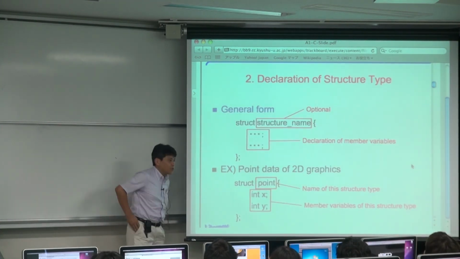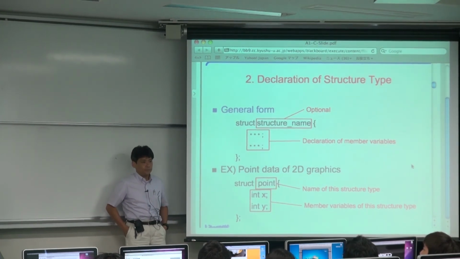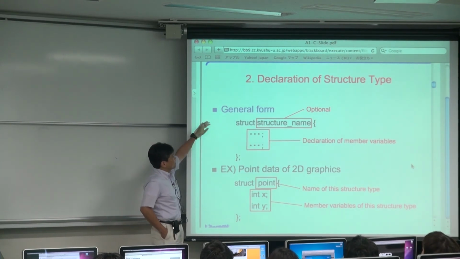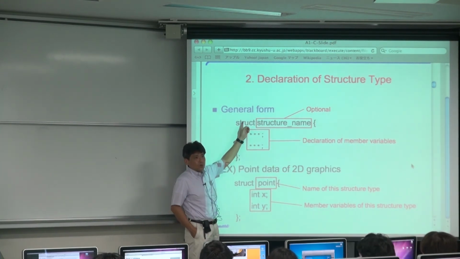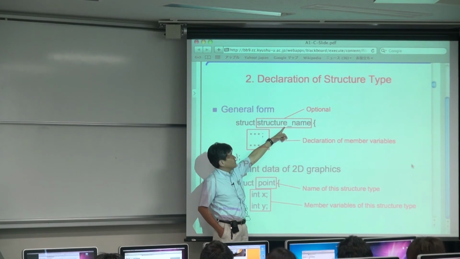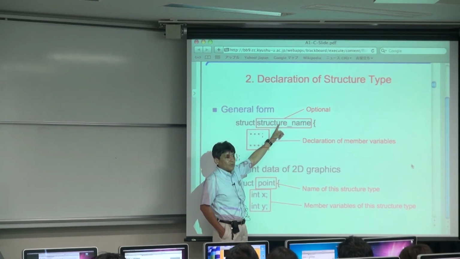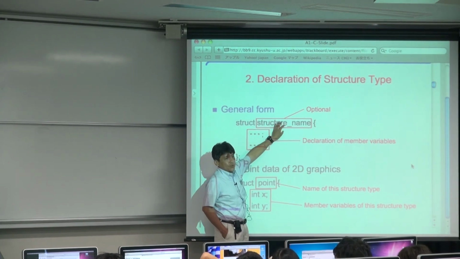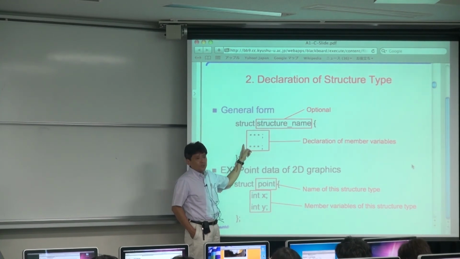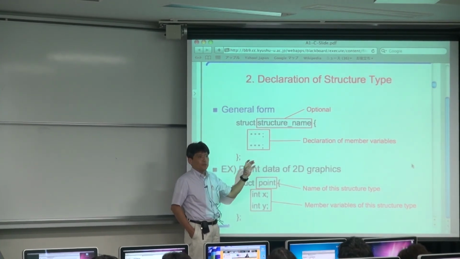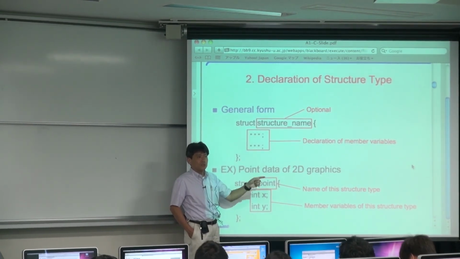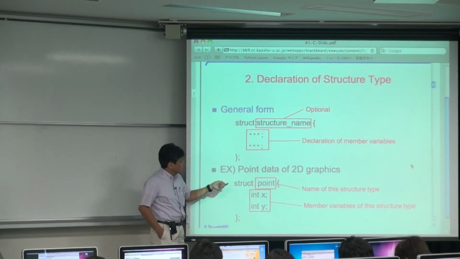Okay? So before using structure type data, you have to define the structure type. This is the general form. Struct is a special keyword for structure type. Sometimes you can specify the structure name. This is optional, so sometimes you omit this information. And using these brackets, inside you can define primitive data as member variables for the corresponding structure type data. Okay? So this is the example.